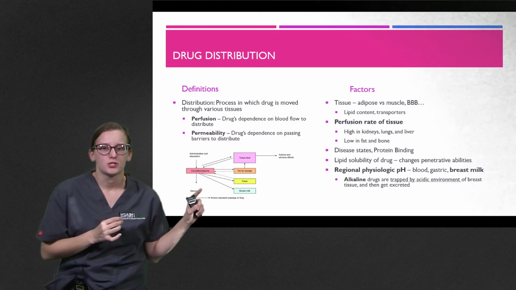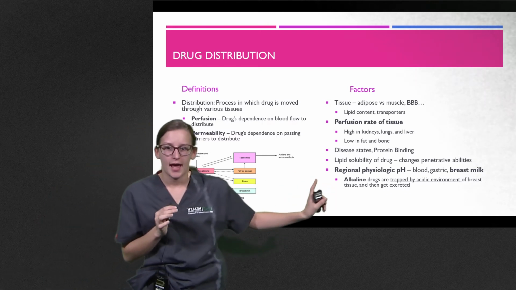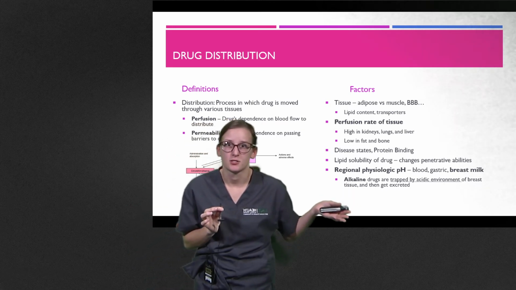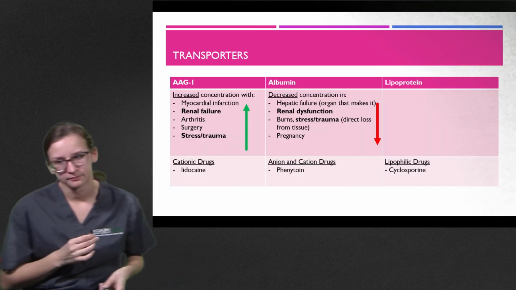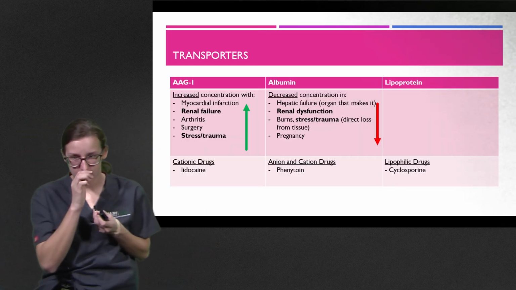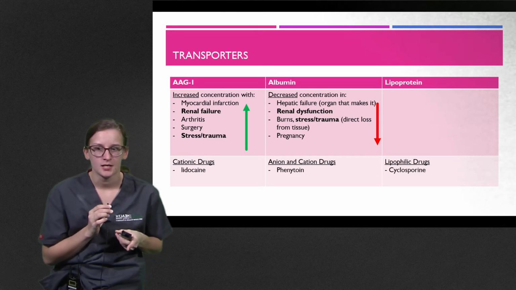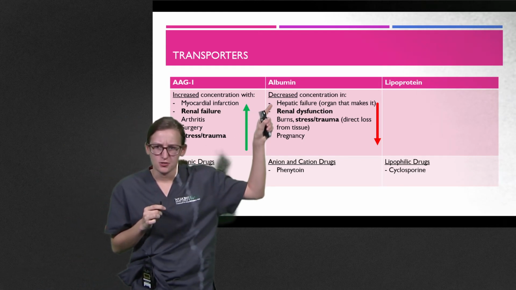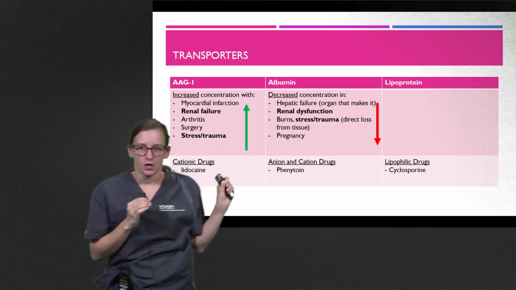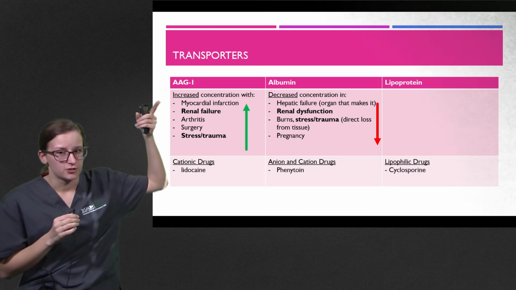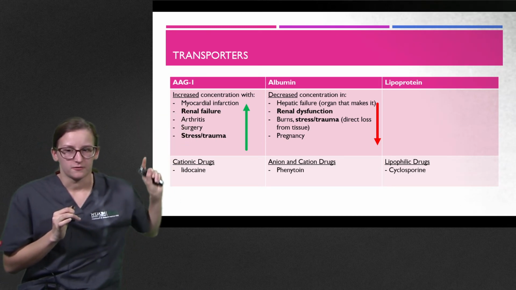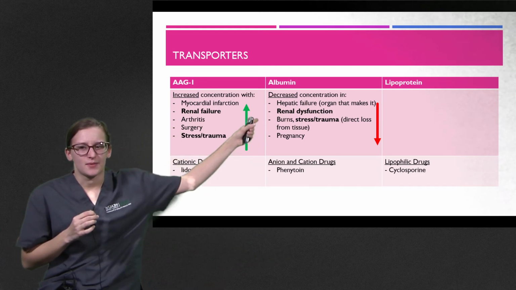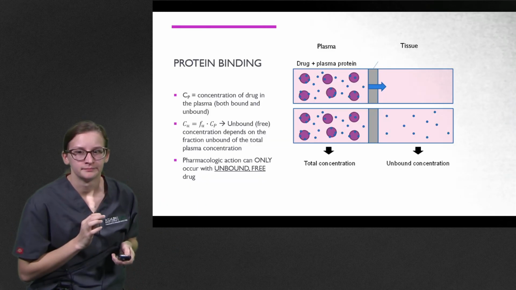I think this might be an exam question: alkaline drugs actually get trapped in breast tissue and get excreted. So, possibly know that. Different transporters: I summarized the difference between AAG, albumin, and lipoproteins, but they have opposite trends. Albumin will decrease in concentration with burns, trauma, etc., whereas AAG will increase with renal failure, stress, trauma, like a heart attack, myocardial infarction. And then these are examples of drugs that can work on them. Lipoproteins didn't have anything about increase or decrease, so that's blank there.